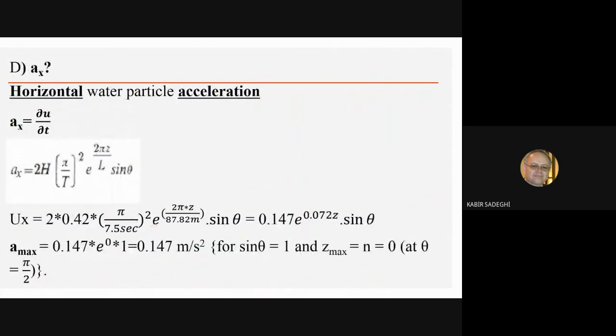In the next part, we should calculate horizontal acceleration for the water particle. We can say that Ax equals the partial derivative of u, velocity in the x direction, with respect to t, time. And you see this formula. You can even go directly to the table that we called the Airy table and find it and apply it here. Don't use cosine, sine, x, t, etc. No, come here. And when we apply the formula again, we see that there is a parametric function for ux.